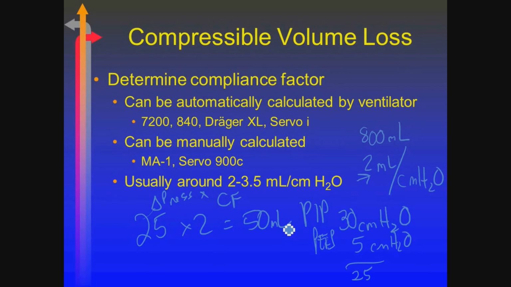Will we calculate this on the exams? I would assume that a problem like that would be fair game at some point. So you're always going to find the delta pressure and then you multiply it by whatever the factor is. It's not rocket science. And I'll show you on each of the ventilators how to determine what that compressible volume is.